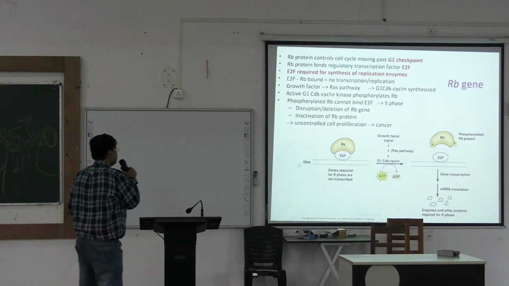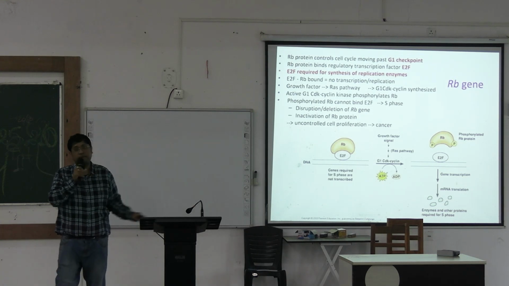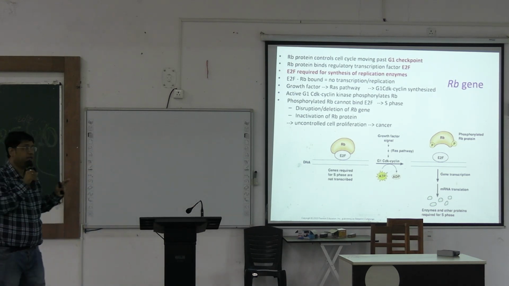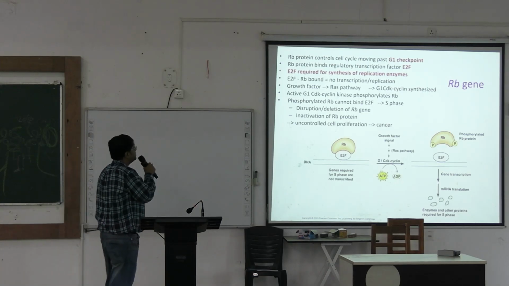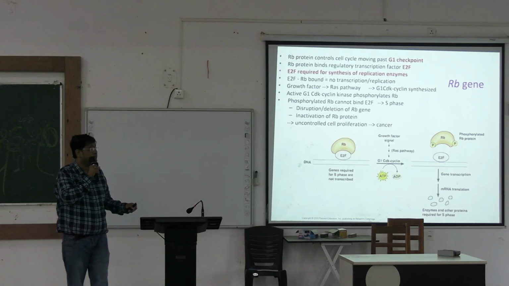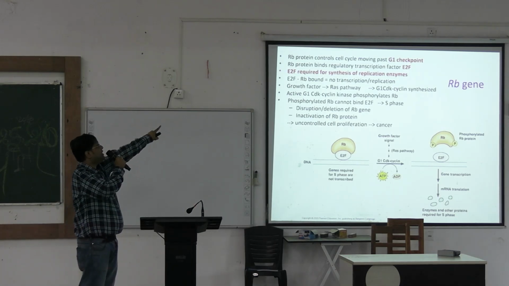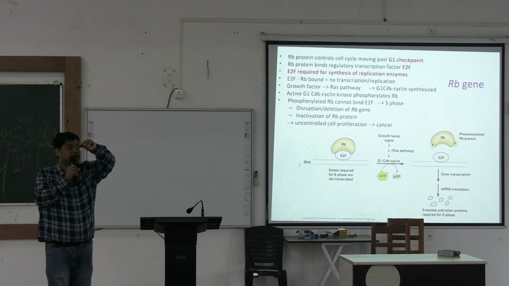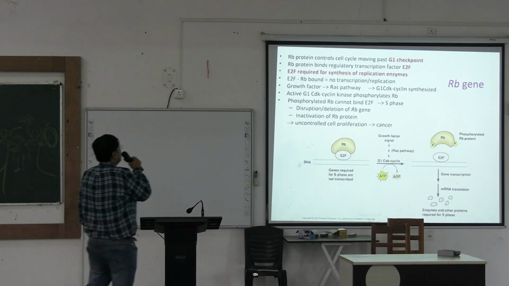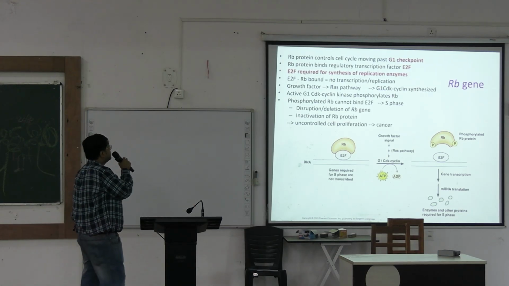Example, this slide is very important. RB gene short note, if you write this you get marks. RB gene. So what are the important points for RB gene? First you have to write RB protein controls the cell cycle in the G1 checkpoint. That we are talking G1/S, that G1 checkpoint. RB protein controls the cell cycle moving past the G1 checkpoint.